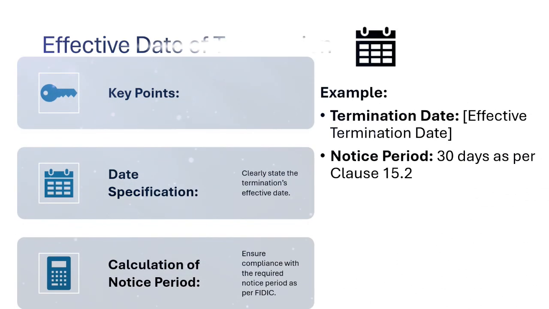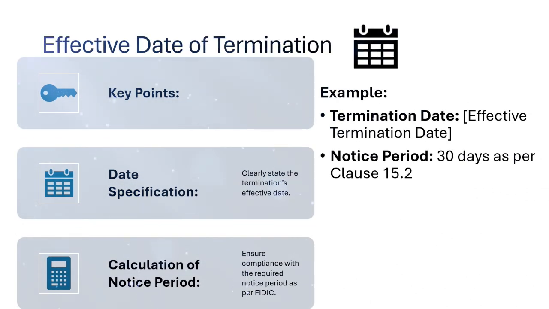Let's pinpoint the effective date of termination. This is the date when the termination officially takes effect. It's crucial to state this date clearly in your letter to avoid any ambiguity. Additionally, you need to ensure that this date complies with the notice period specified in your contract. For example, if the contract requires a 30-day notice, your effective termination date should be 30 days from the date of your letter. It's like setting a deadline that both parties can agree on, ensuring a smooth transition.